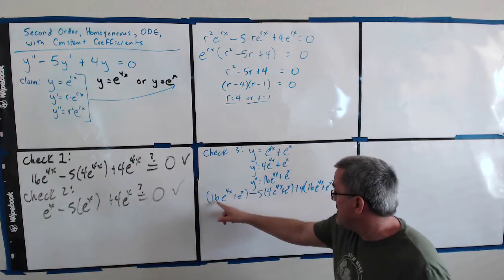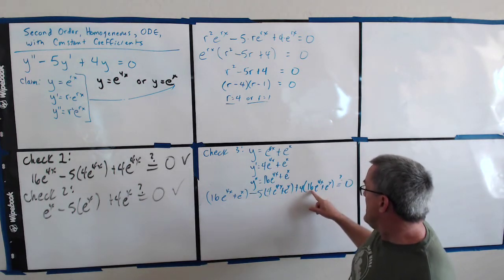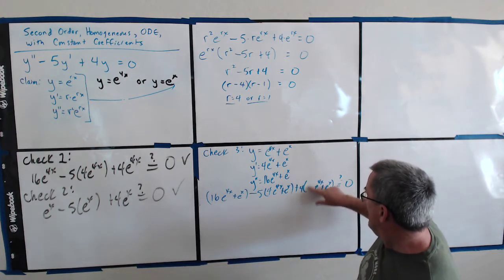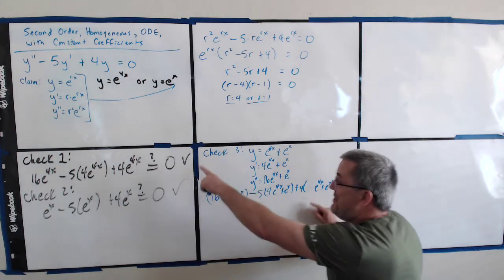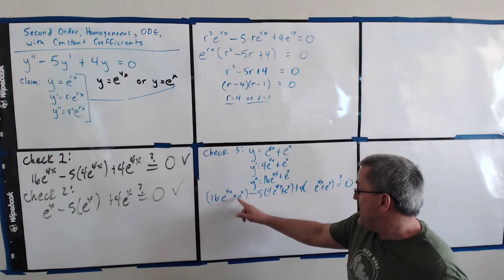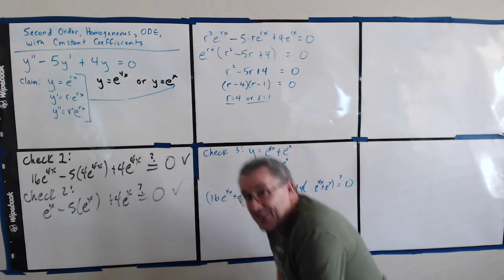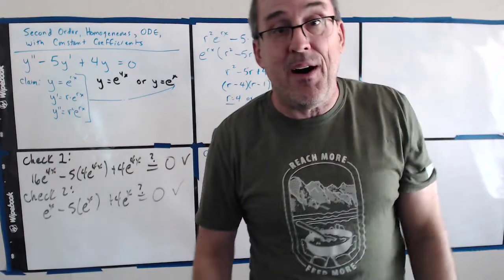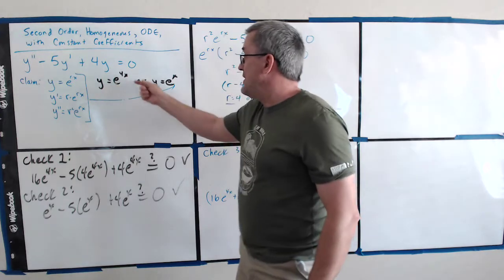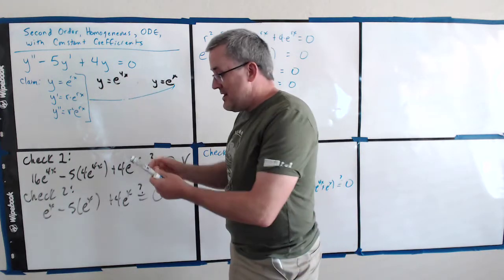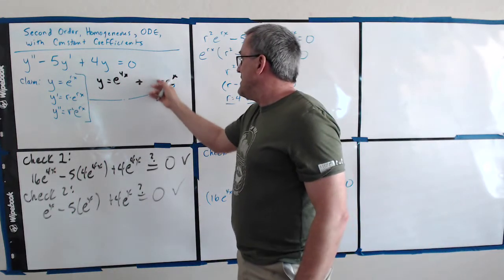Look, 16e to the 4x minus 20e to the 4x plus 4e to the 4x. 16 minus 20 plus 4. Same thing we did here is going to be 0. How about e to the x minus 5e to the x plus 4e to the x? That's going to be 0 as well. So absolutely the sum of those also will make 0. So not only are those two functions individually solutions, but the sum of those is also a solution.